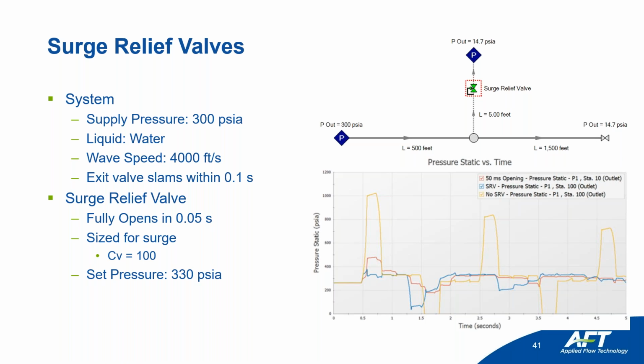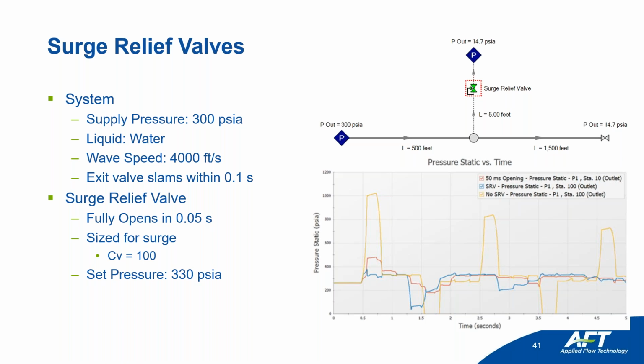So we have the exact same system that we had before. We have a surge relief valve that's still going to open in 50 milliseconds. We've sized this specifically for surge, and the set pressure is 330 psi. You can see that now our system up in the top right, instead of using a relief valve model, we put a pressure sustaining valve up there to try and control the pressure there. And you can see, based off of this transient pressure graph, it mitigates it quite well.